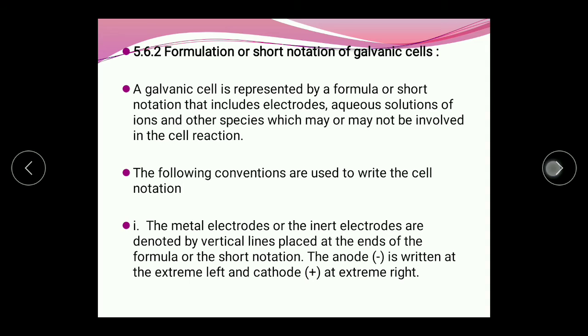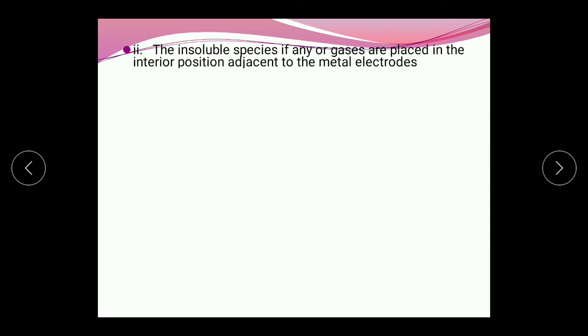Now the second condition, or second point. The insoluble species, if any, or gases are placed in the interior position adjacent to the metal electrodes. Suppose we use gaseous electrodes. That is also one of the types of electrode. That means hydrogen gas or oxygen gas can be used as an electrode.